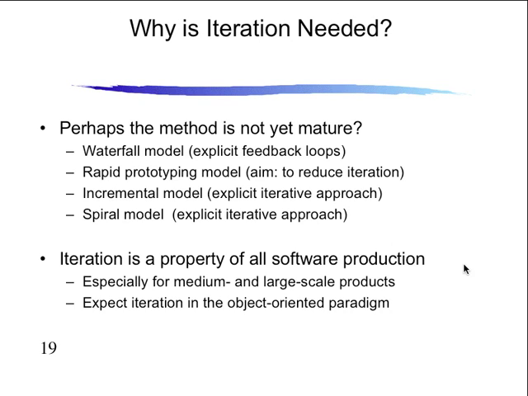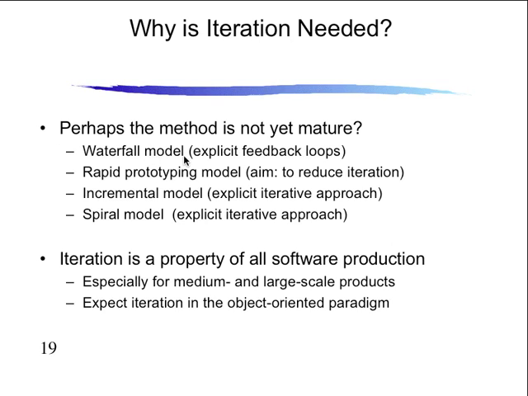So, why is iteration needed? Because, well, the method is not yet mature. Waterfall model explicitly has feedback loops, hopefully. So we've added here basically approaches to cause iteration or to implement iteration into a system that never had it. As an example, the waterfall model. If we don't put feedback in, we don't ever revisit any of the previous stages. We just keep going forward.